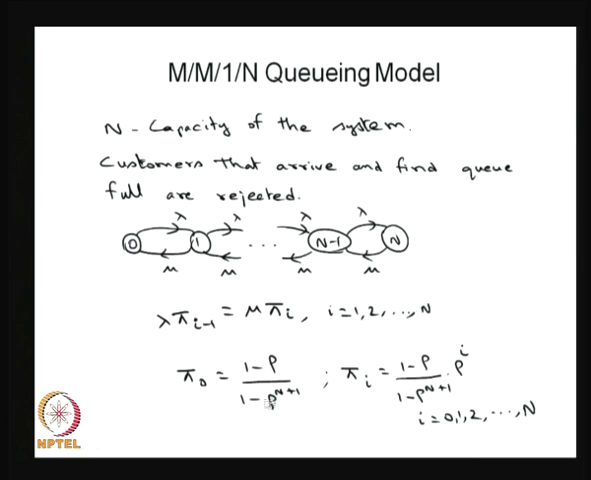Once you get pi naught, you can get pi i in terms of pi naught. Therefore, that is (1 minus rho) divided by (1 minus rho to the power N plus 1) times rho to the power i, where rho is lambda by mu. So, the underlying stochastic process is a birth-death process with birth rates lambda and death rates mu. So, you can use all the concepts of the birth-death process and analyze the system in an easy way. So, this is the steady state probability.